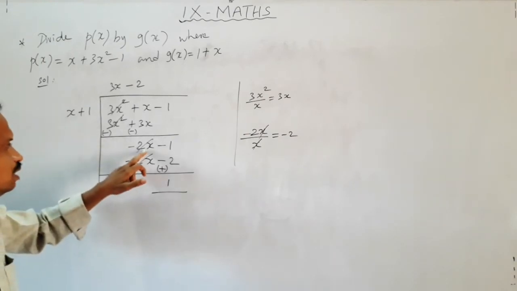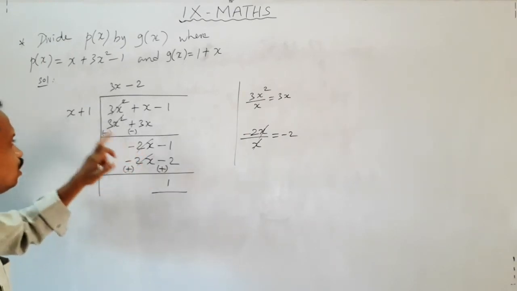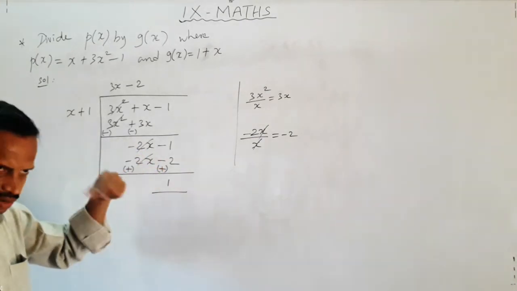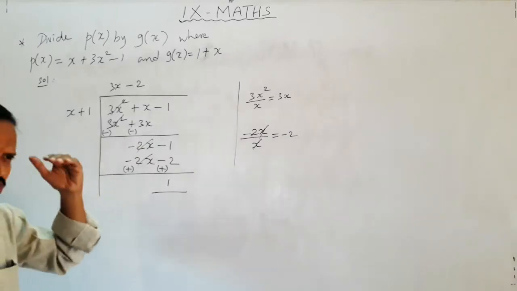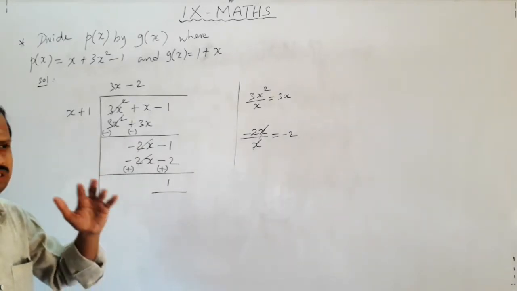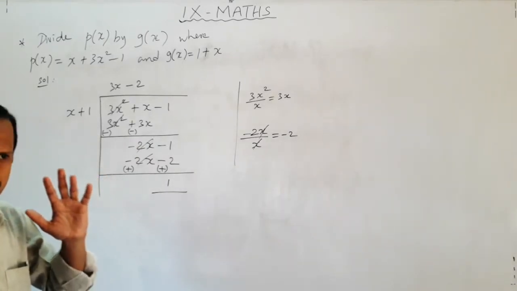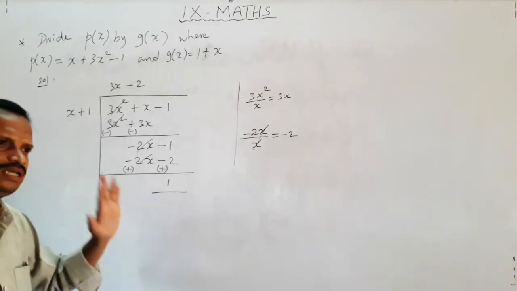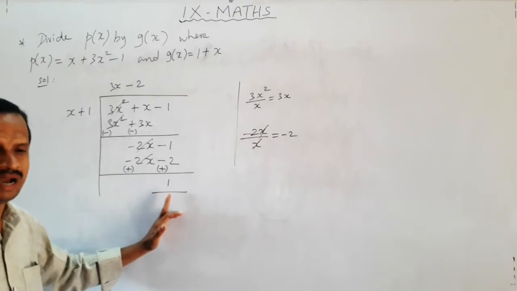Up to this, here minus 2x means both are of equal degree. Here also minus 2x, so x power 1. Here also x power 1. So up to that, when the degrees are equal, we can proceed. After that, stop. Here there is no variable, so you can stop. So the remainder is 1.